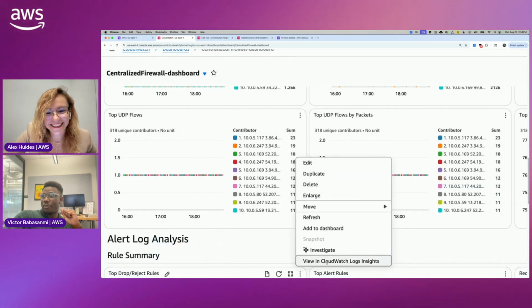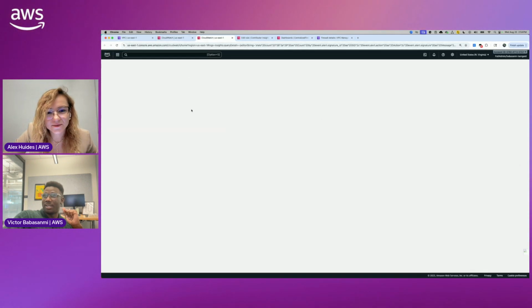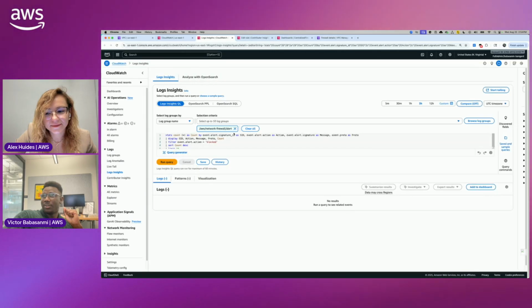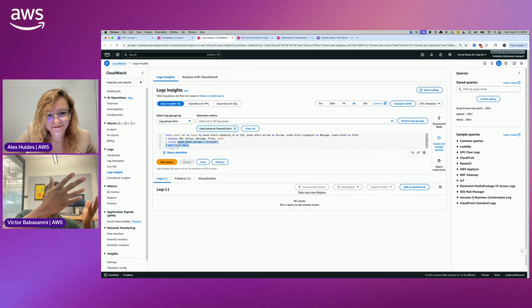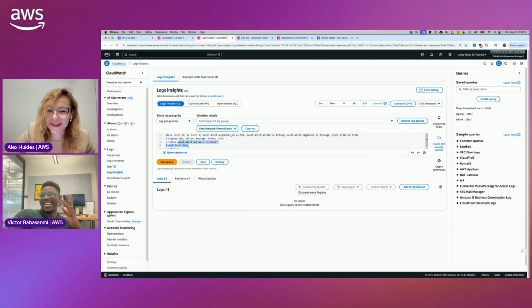So I can just go view this in CloudWatch Logs Insights. Yeah, so this is what the query looks like. And if you have the query, again, you can generate this either by yourself or using Kiro or Q. Zoom in, please.